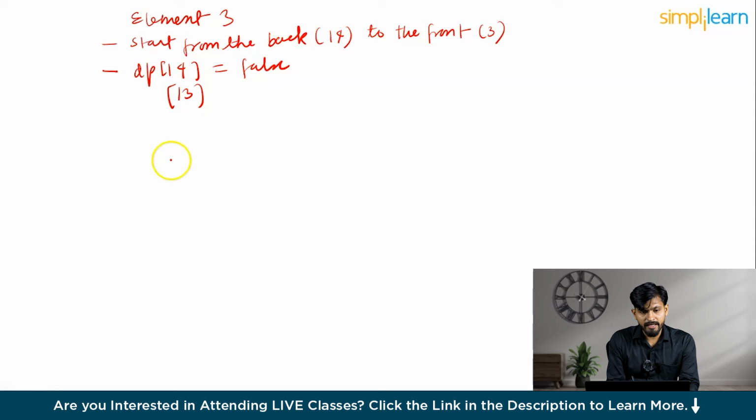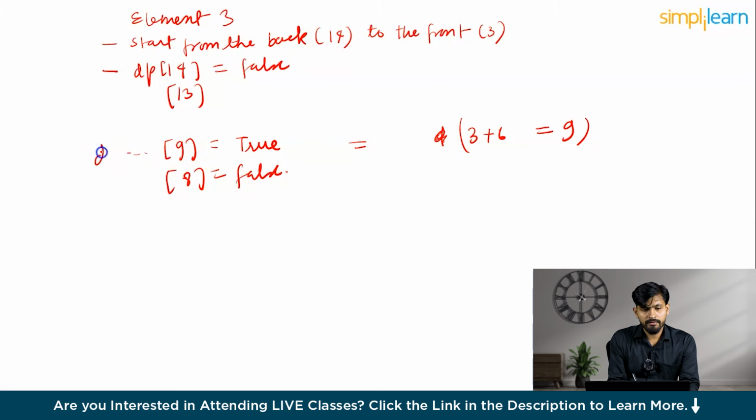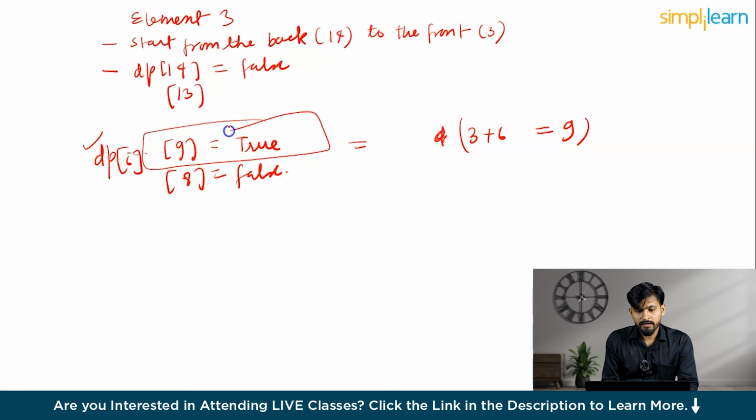So when it comes to 9, we will find that it becomes true. Why guys? Because 3 plus 6 equals 9 and DP of 8 remains false. So we can say that DP of 6 is true all over here because we have updated this value in the earlier section. So guys, this will become true. Why? Because as we know that DP of 6 was true, so 3 plus 6 will be equal to 9.